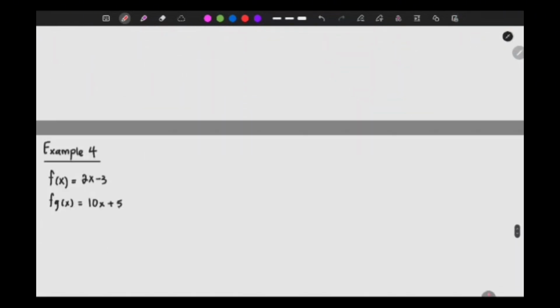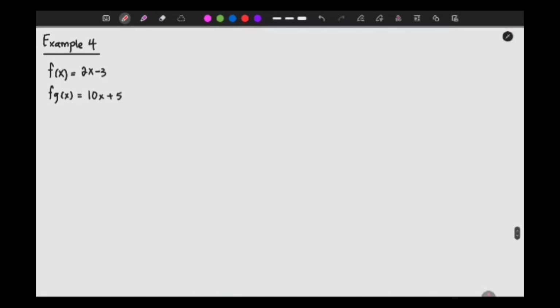So next, example 4. So I think it's almost the same. First thing first, the form. Function inside substitute, function outside let y. And first thing, fg(x). I'm sure you need to find your g(x) because you got the f(x), you got the fg(x), but you don't have your g(x). So you should find your g(x). So let's find the g(x).